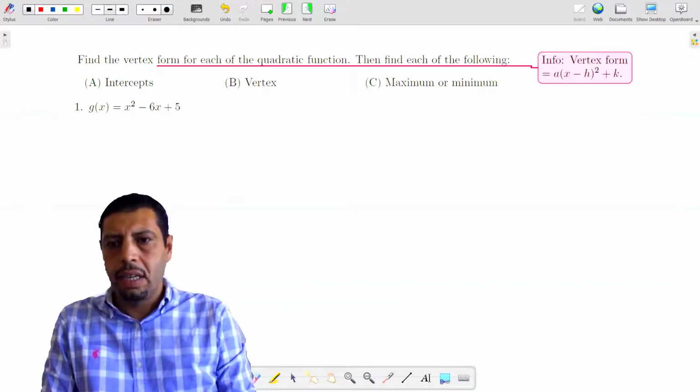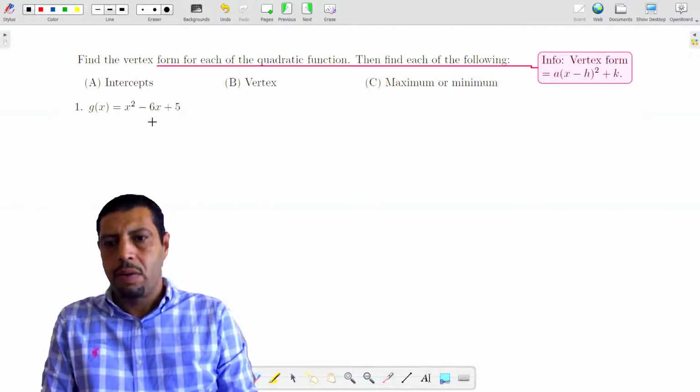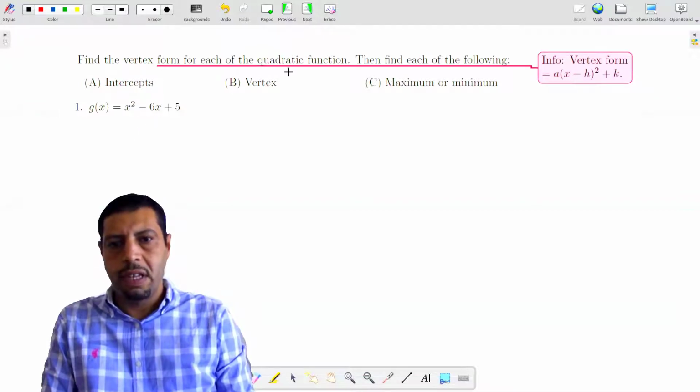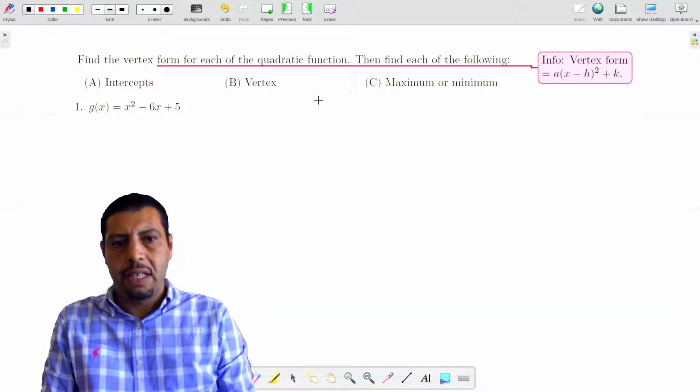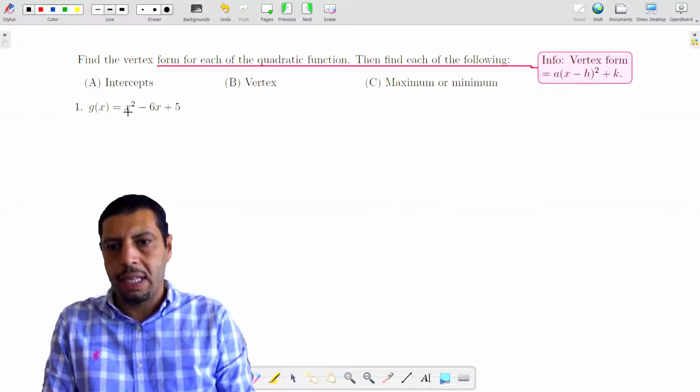Everyone. Today we're going to deal with quadratic functions, and in this activity the question is: find the vertex form of each of the quadratic functions, then find each of the following: the x and y intercepts, the vertex point, and say if it's a maximum or a minimum. So let's start with the first one. g of x equals x squared minus 6x plus 5.